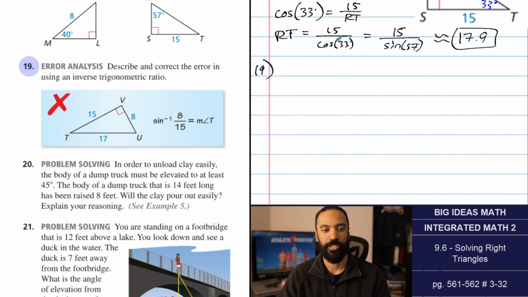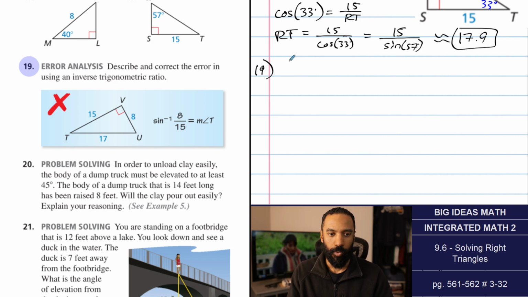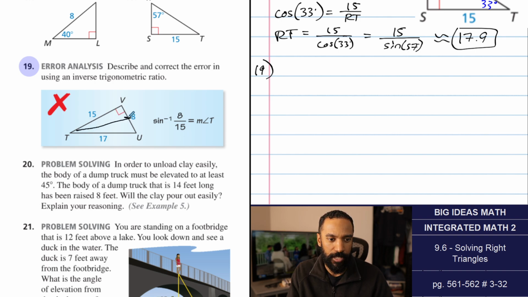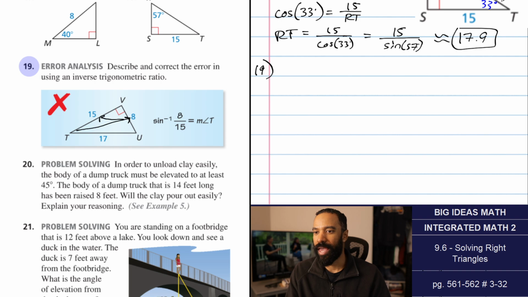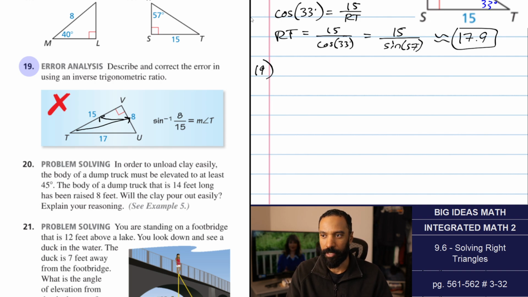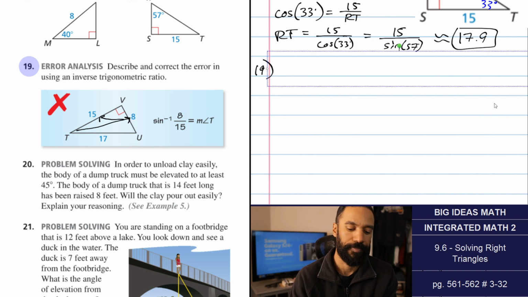Error analysis. Describe and correct the error in using an inverse trig ratio. The sine of 8 over 15 equals measure of angle t. Well, 8 over 15 compared to t is the opposite over adjacent. We use tangent for that. So we have two options in what to fix here. That would be inverse tangent, or if you wanted to use inverse sine, they should have used opposite over hypotenuse.